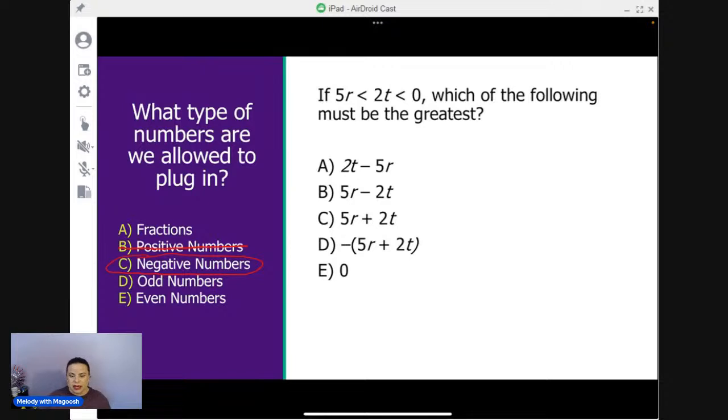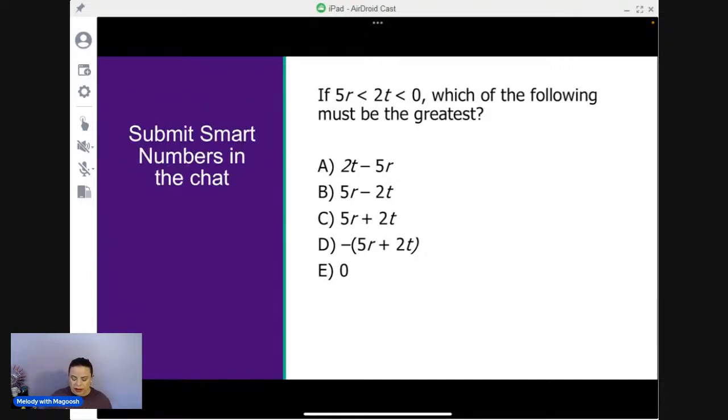We want definitely negative numbers. They could be odd or even. They could be fractions. But we want to choose something easy to work with. So think for a moment, what numbers would you choose for r and t? There are definitely many, many options. But think about what would be the easiest for you to use.